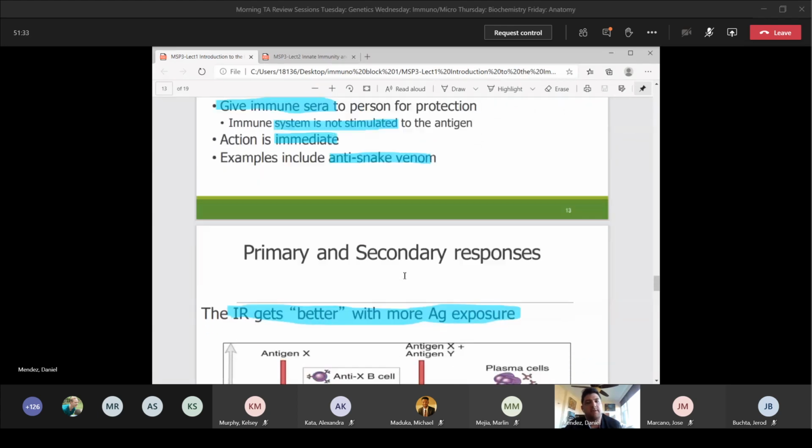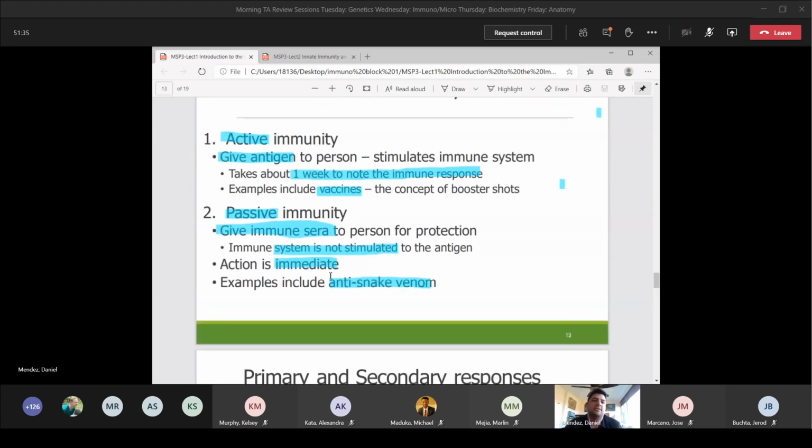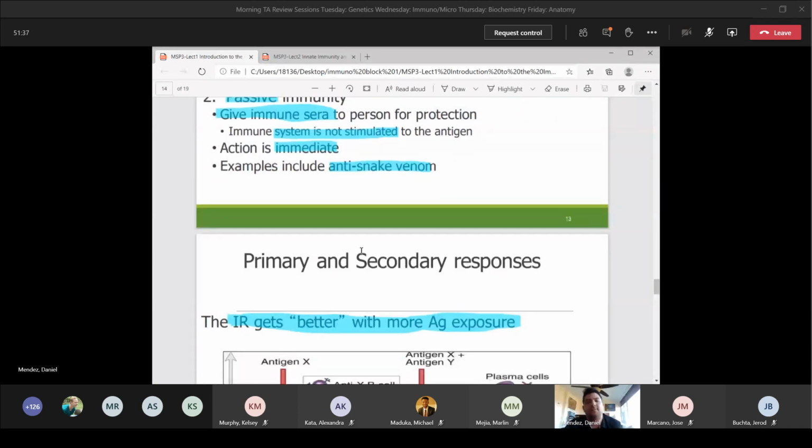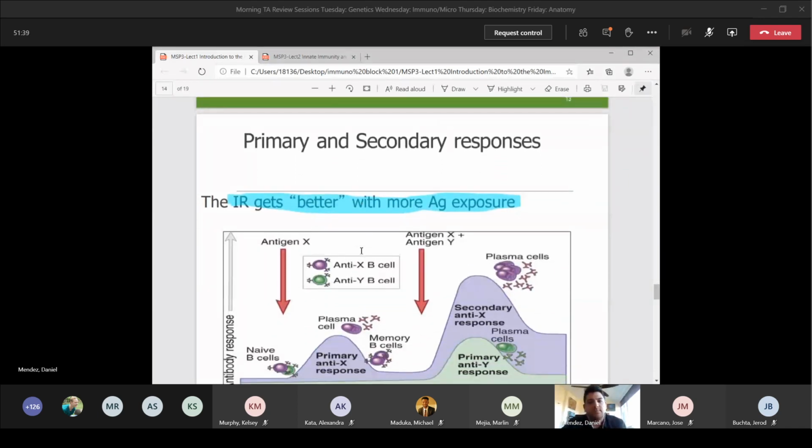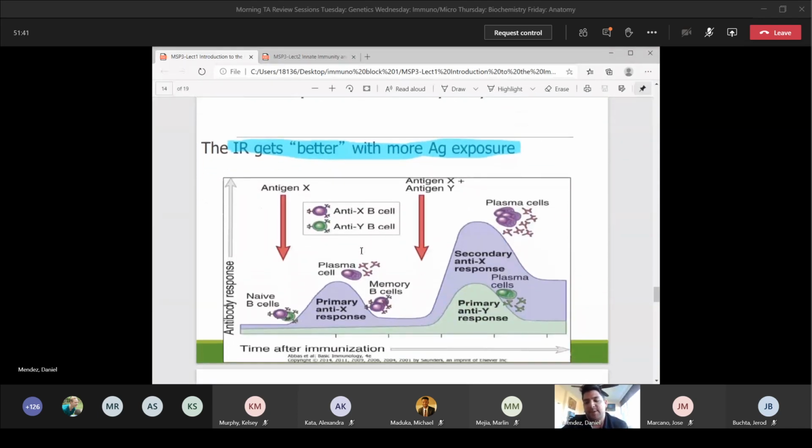That's going to be one of the big factors that they're going to be looking for in this lecture, is the difference between active and passive immunity. So then your primary and secondary responses, this is not necessarily something that's going to be tested upon, but it's something that you need to know when we get into vaccines and viruses.